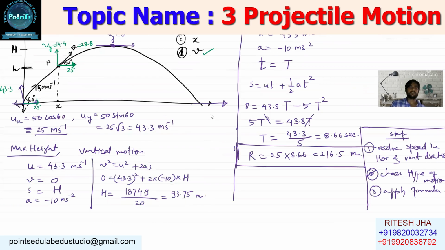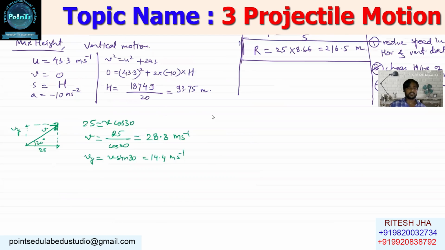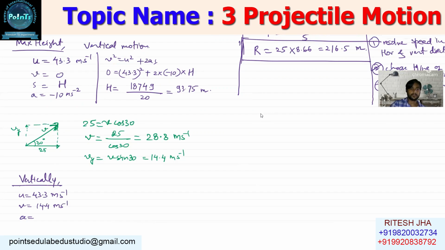Now we want the time taken for that. What is the initial vertical speed over here? The initial vertical speed was 43.3. So what is the final speed? 14.4. Do we know the acceleration vertically? Minus 10. We know that, the gravity. And the time taken can be calculated.